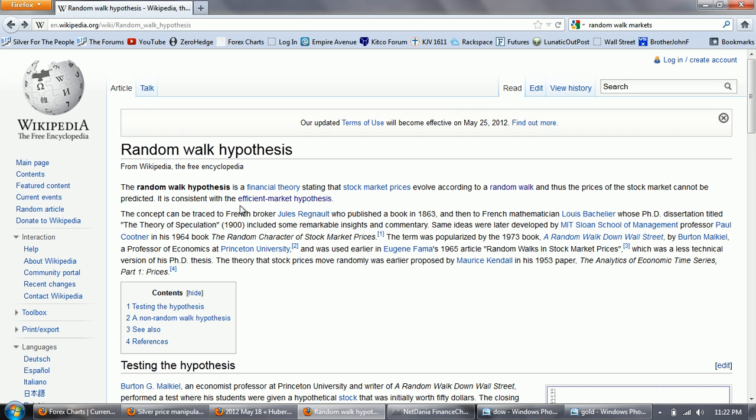It is consistent with the efficient market hypothesis. Now, the efficient market hypothesis is basically the idea that the market contains all known information, and therefore there are no surprises, since all the participants in the market, based on the known information, have already acted, that essentially you can't beat the market.